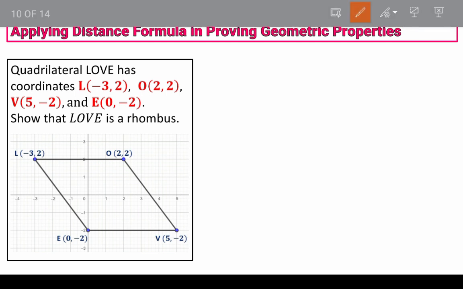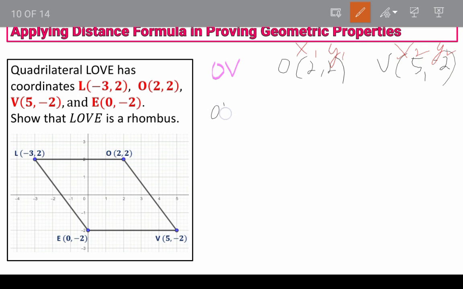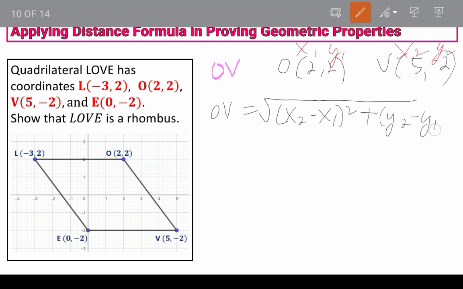So we have now OV. Your O is 2, 2, and your V is 5, negative 2. So your x sub 1 is 2, your y sub 1 is 2, your x sub 2 is 5, and your y sub 2 is negative 2. Let's use the formula. OV is equal to the square root of the quantity x sub 2 minus x sub 1 squared plus the quantity y sub 2 minus y sub 1 squared.